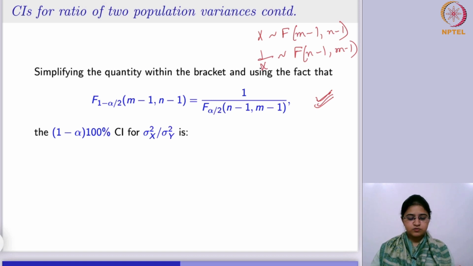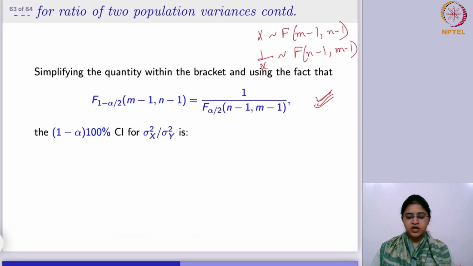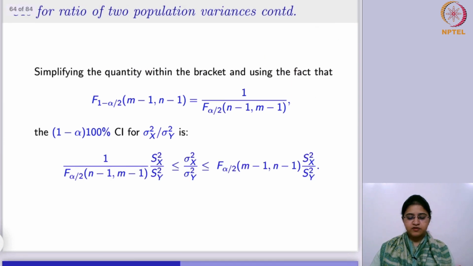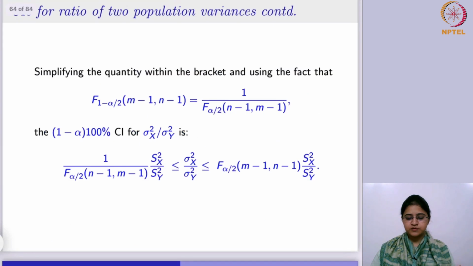So you replace, because here you have f 1 minus alpha by 2, so instead of that you can write 1 over f alpha by 2 with n minus 1 and m minus 1 degrees of freedom. So the corresponding 100 times 1 minus alpha percent confidence interval would be this. So you take Sx square, this Sx square would go in the numerator, Sy square would come in the denominator, and this is basically your result.